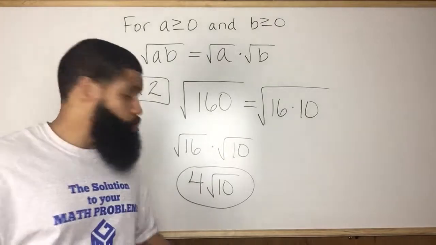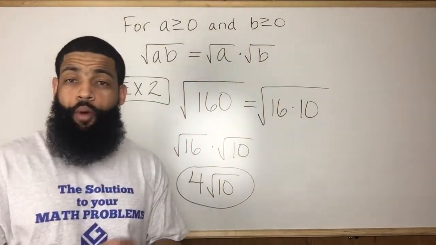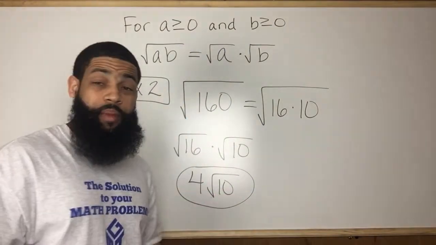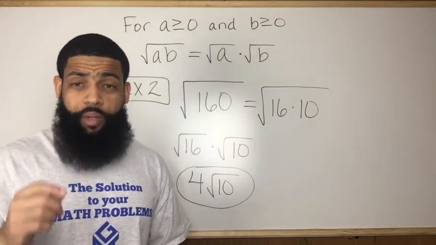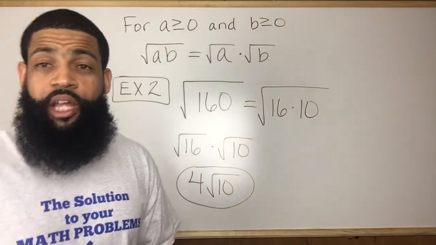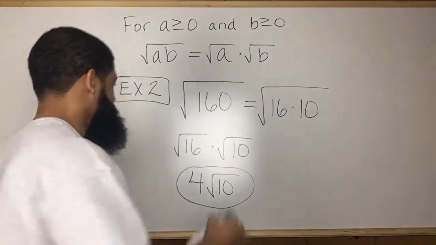Okay? Notice the square root of 10 has factors, but none of those factors are perfect square numbers. So we want to leave it just like that. The number that remains under the radical, it may have factors, but we want to make sure that it doesn't have any factors that are perfect square numbers. All right? One more example.